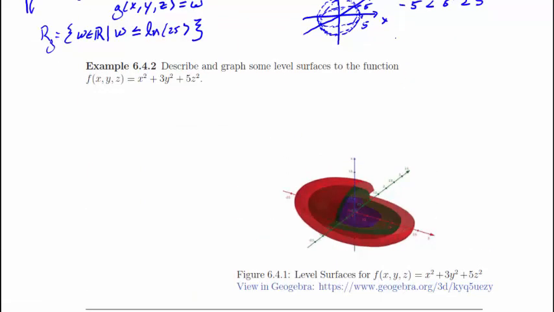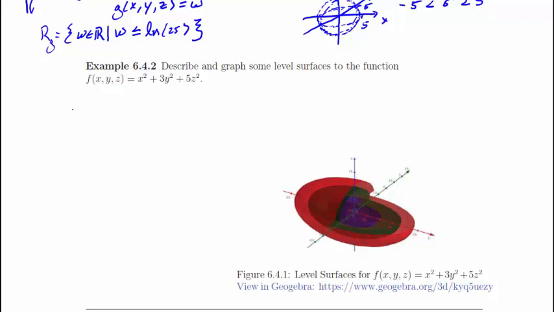Example 6.4.2: describe and graph some level surfaces to the function f of x, y, z equals x squared plus 3y squared plus 5z squared. We already see the graph that I've made in GeoGebra down here, but let's just take a look at how these surfaces are coming about. Note that there's a cutout in this graph, so you can kind of see the inner bits.